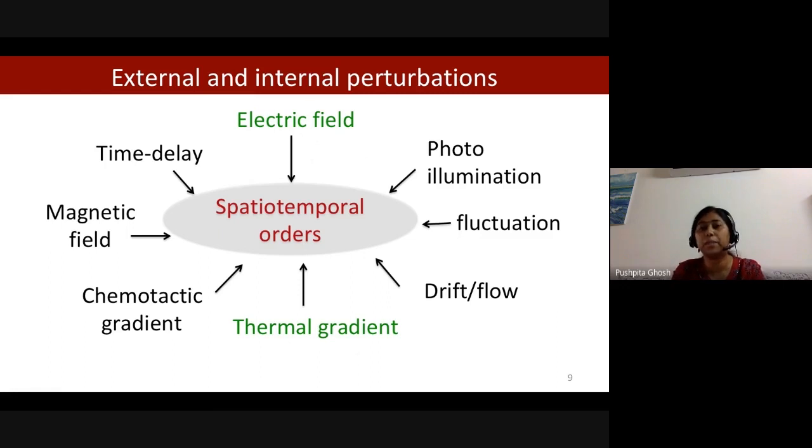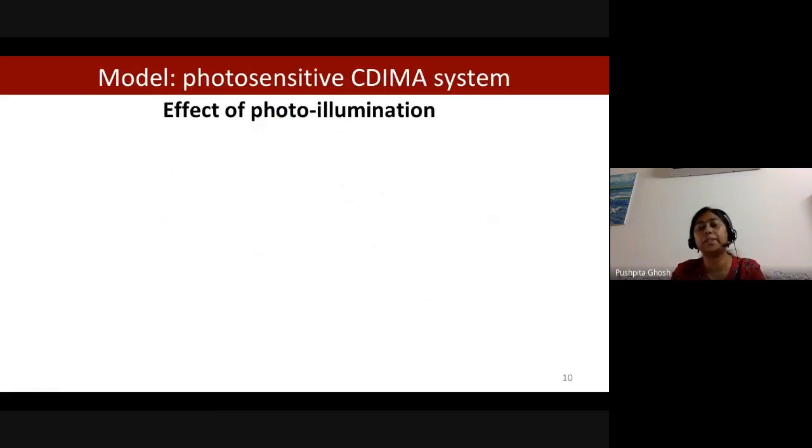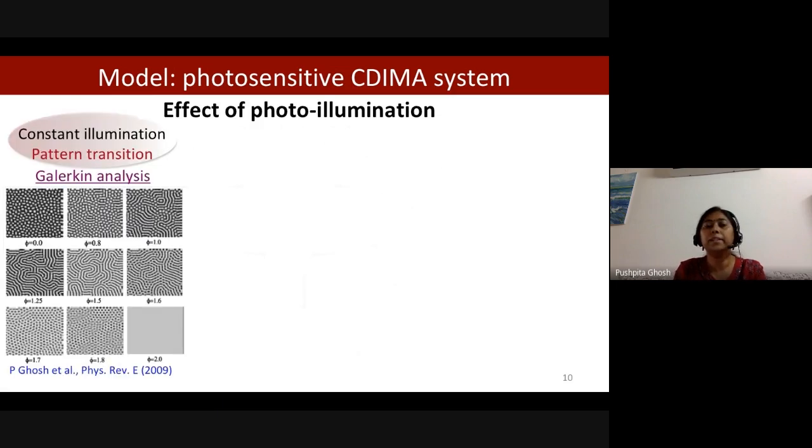Before that, I just briefly mention that, being photosensitive in nature, this particular chlorine dioxide iodine malonic acid reaction system is susceptible to photo illumination. We can utilize this kinetics and dynamics, where you could change the illumination parameter and realize Turing patterns. The spot-like Turing patterns undergo a transition to labyrinthine stripe-like patterns, and then again to inverted spots as you increase the illumination intensity, and for very high illumination it becomes homogeneous.